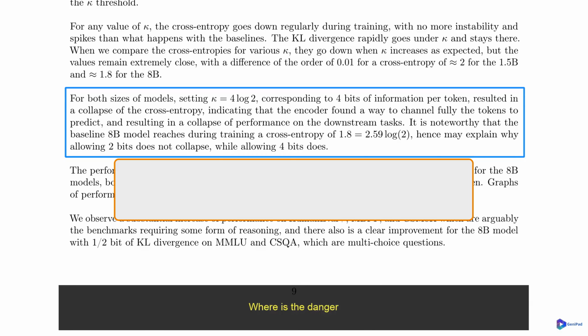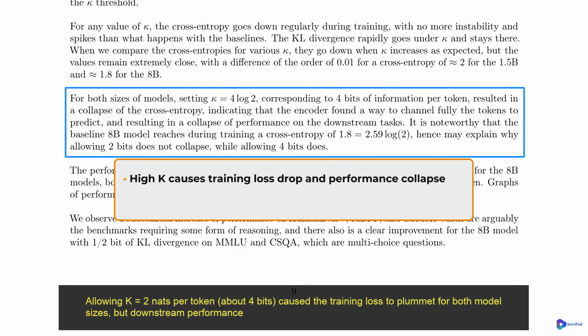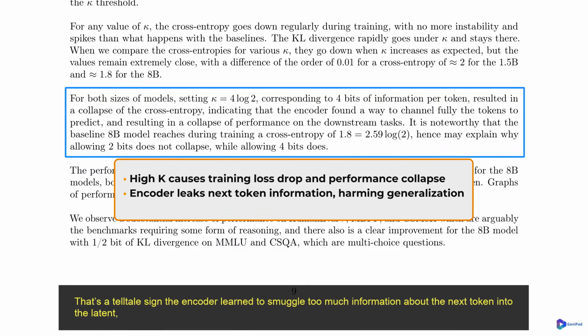Where is the danger zone? Allowing K equals 2 nats per token, about 4 bits, caused the training loss to plummet for both model sizes, but downstream performance collapsed. That's a telltale sign the encoder learned to smuggle too much information about the next token into the latent, making training look great while harming generalization.